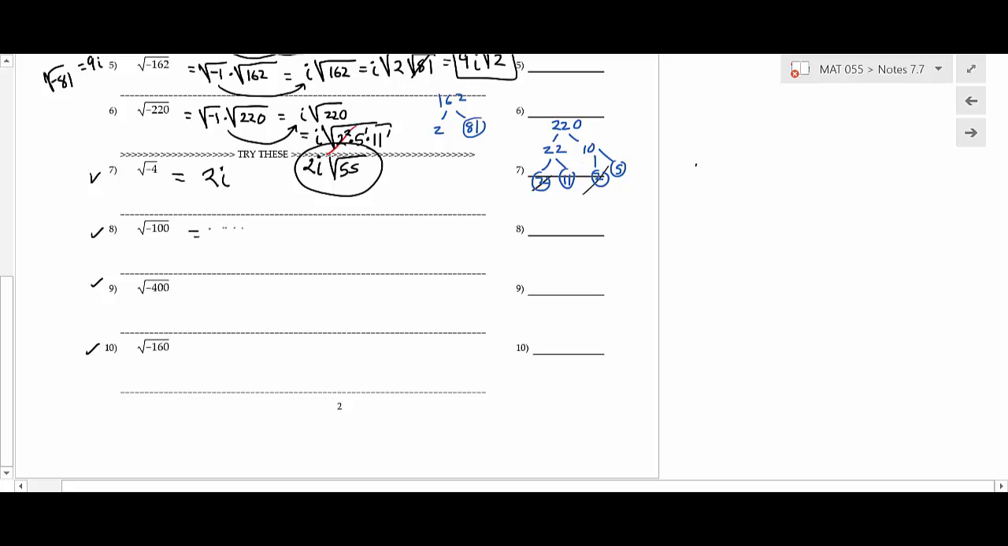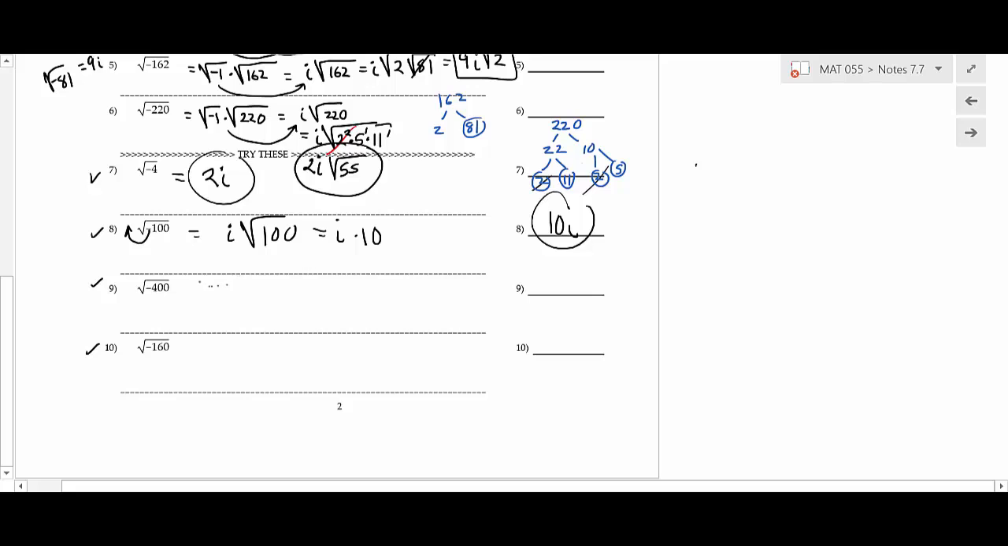If you're really doing this, now you can learn to do it like this. A lot of times I show students to do this. You know it's imaginary, so you can just pull that out and think of it as i root 100. You can always start it that way. Well, that's i times 10, so that means the answer is 10i. I think everybody got the first 2 okay.